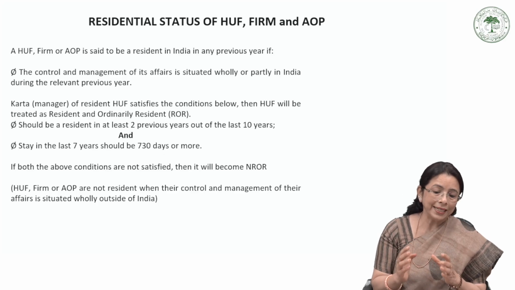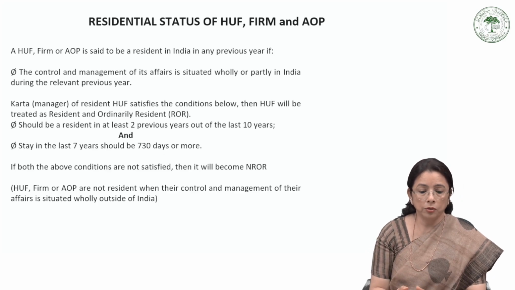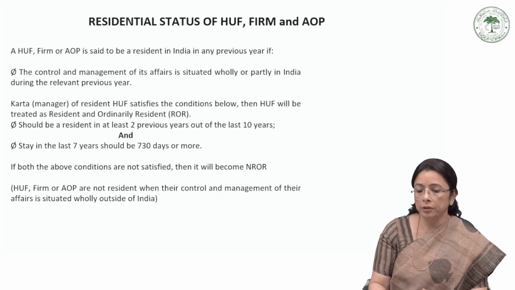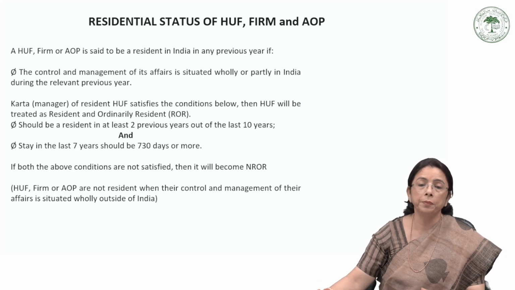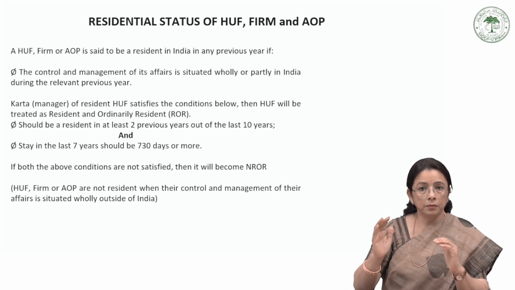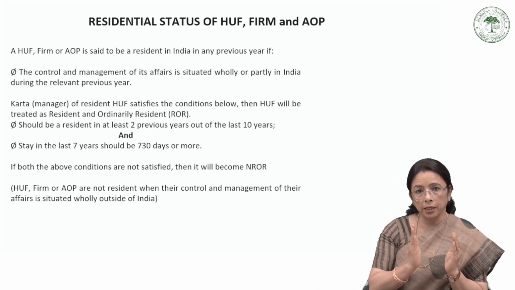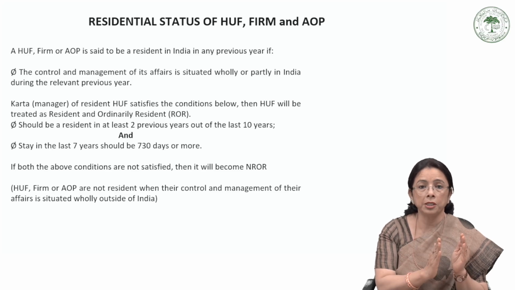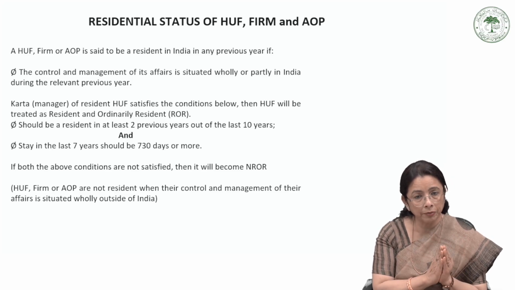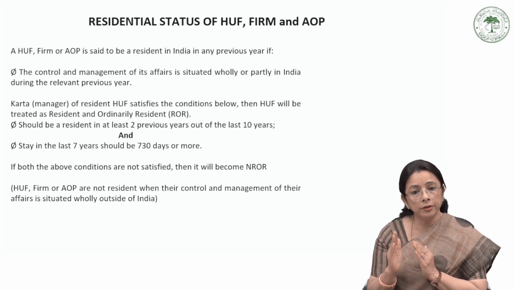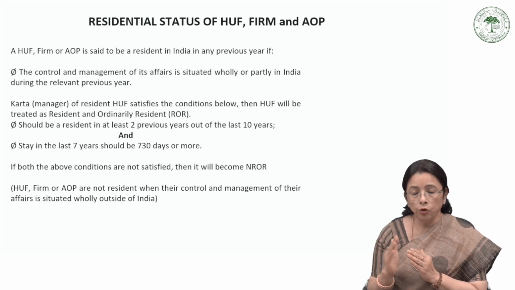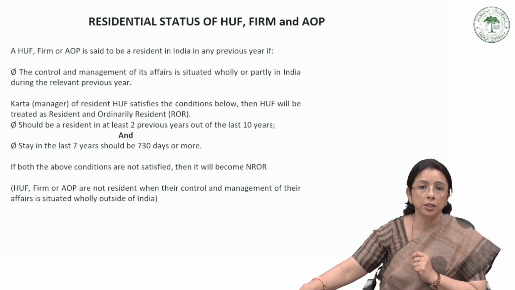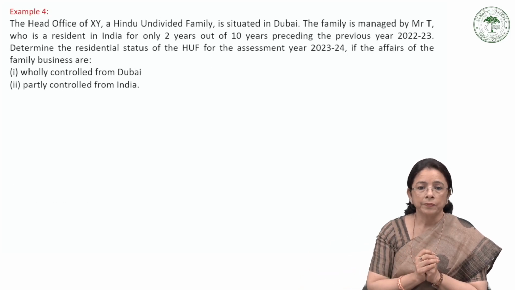So this was a detailed explanation about the residential status of HUF, firm and AOP. I hope things are clear. I again conclude that HUF is judged on the basis of qualitative as well as quantitative parameters, whereas the firm and the AOP are decided on the basis of the qualitative parameter, that is, the strategic control and management.